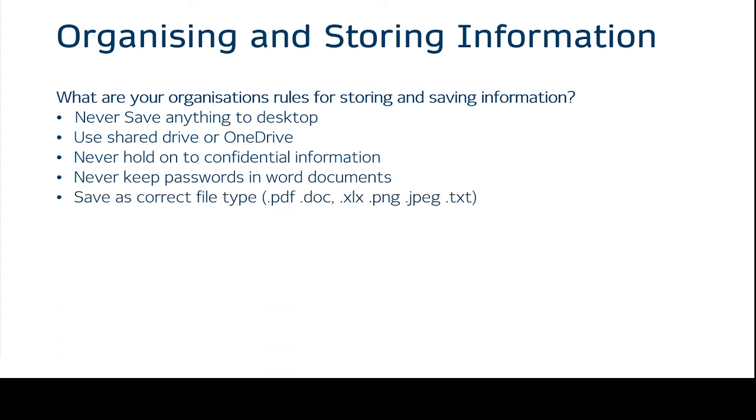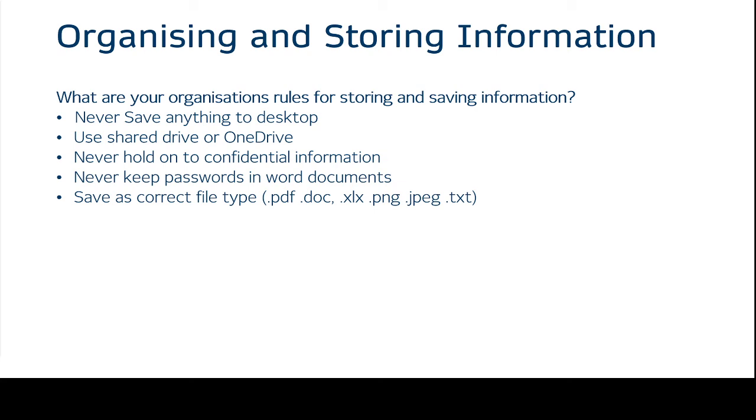Save it as a correct file type. So if you're saving information, you want to make sure it's saved as the correct file type, whatever file type you need to use for your process. You won't be using workplace example system. You won't be talking about what you do in your role. So save it as the correct file type. If it's a PDF, it's .pdf. If it's a Word doc, it's .doc. Spreadsheet, .xls. Images, .png, .jpeg. If it's a text file, it's .txt.